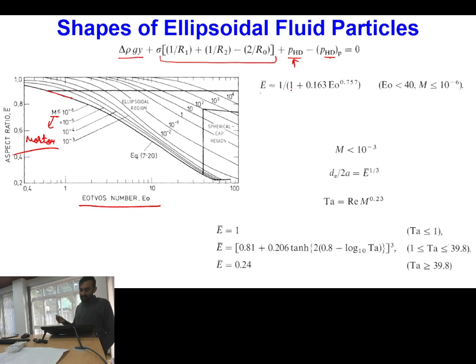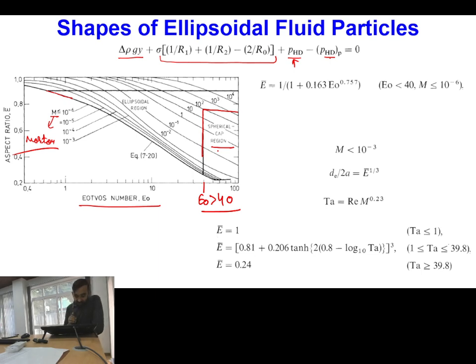Okay, and ultimately we know that when the Eötvös number, Eo, is greater than 40, then the shape regime shifts from ellipsoidal to spherical cap. So this particular zone over here corresponds to the spherical cap regime. Is this point clear? So here the shape is not ellipsoidal now.